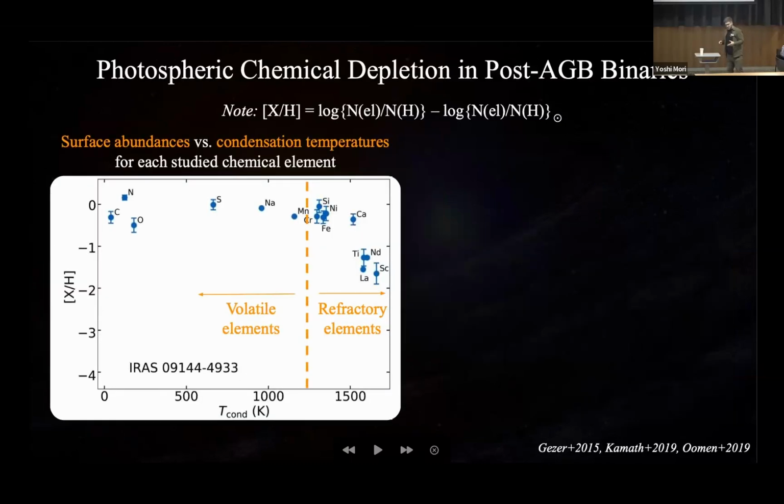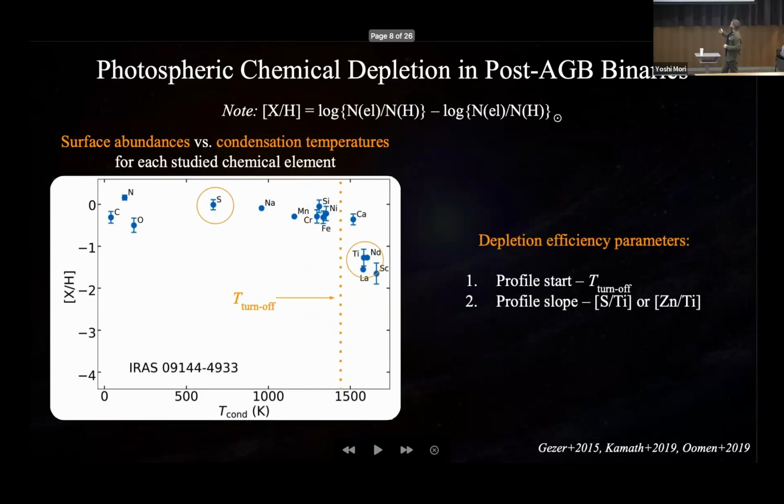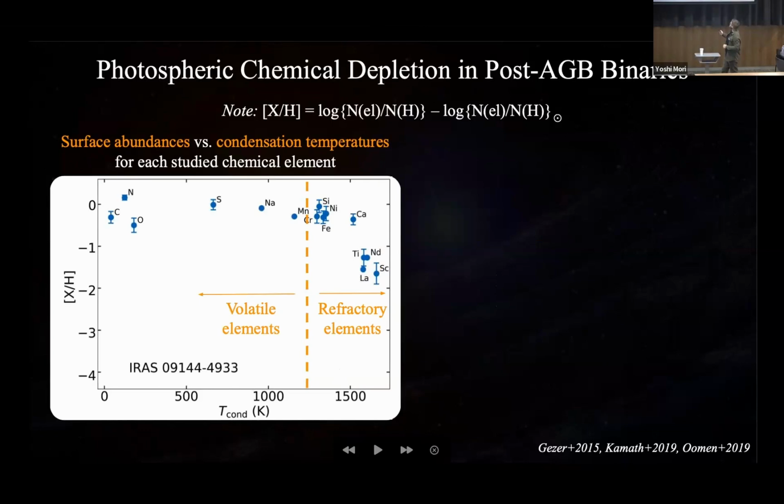Now, it is supposed that there is a fractionation of dust and gas happening in the inner part of the circumbinary disk, and this leads to a notable underabundance of the refractory elements, which are the first elements to condense. So the plot here shows the condensation temperature, which is a unique parameter for every element, on the x-axis. On the y-axis, we have the abundance relative to the solar value. And we have two types of elements: volatile, which are harder to condense, and refractory elements.